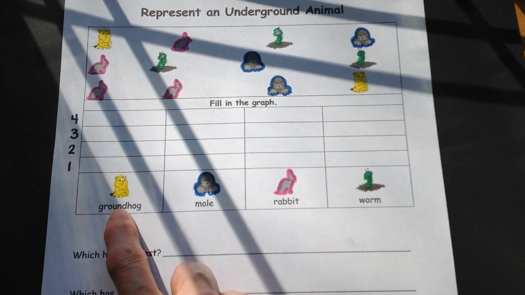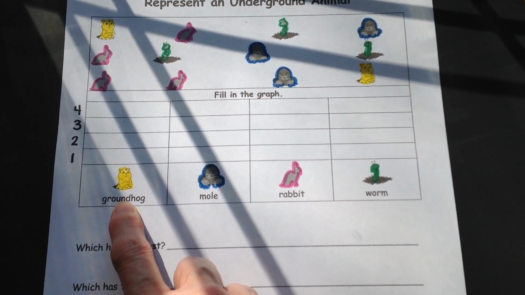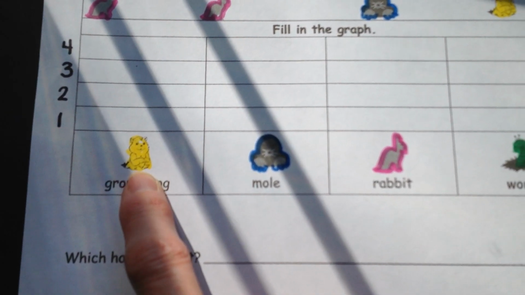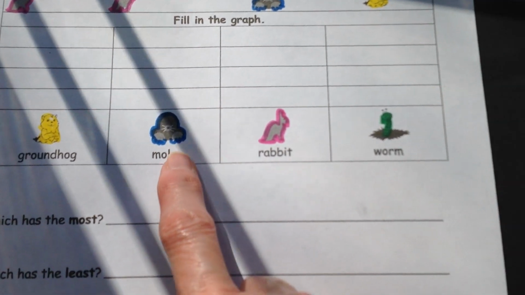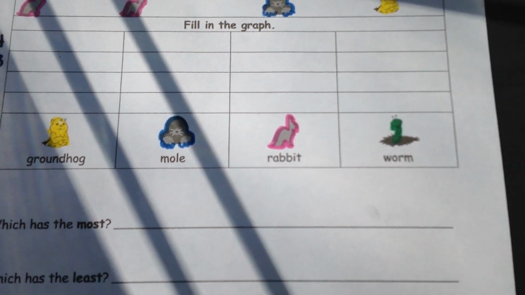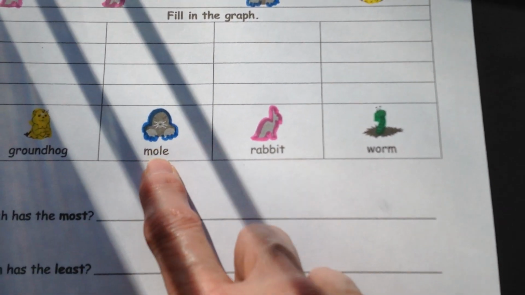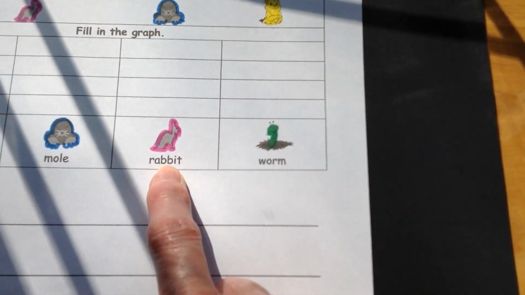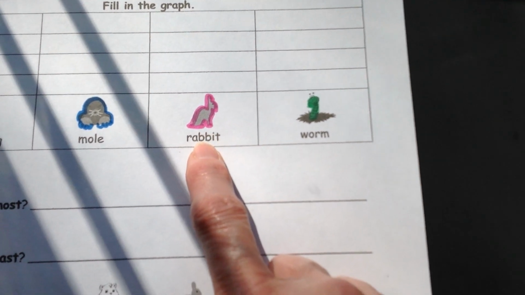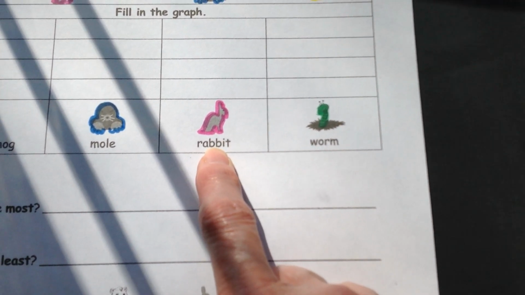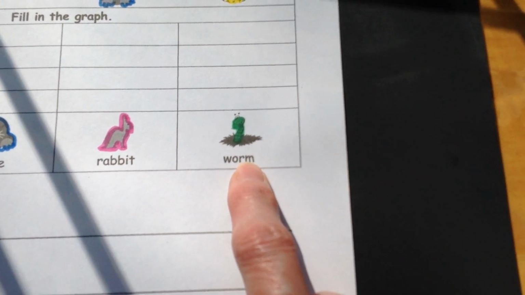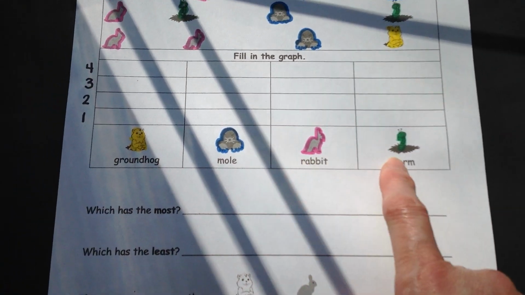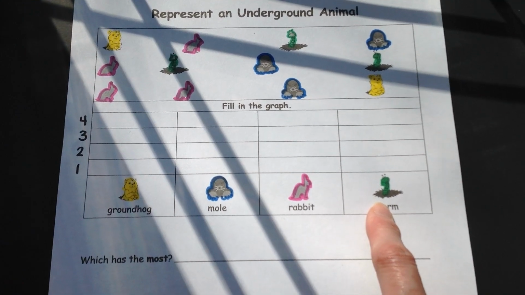We have our favorite groundhog. Looks really familiar, doesn't it? Just like our Groundhog Day picture. And then we have mole, and we remember mole from our story, The Mitten, remember? And then we have rabbit, which we're going to see a lot of rabbits around Easter time, right, coming up. And then we have a worm. All 4 of these creatures live underground.